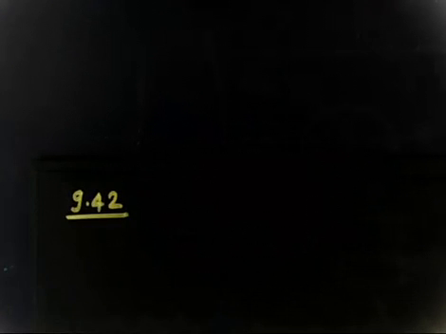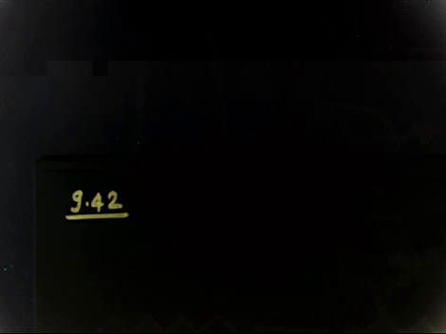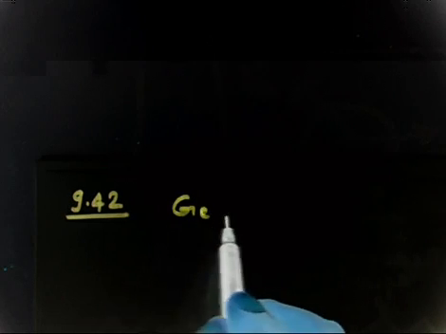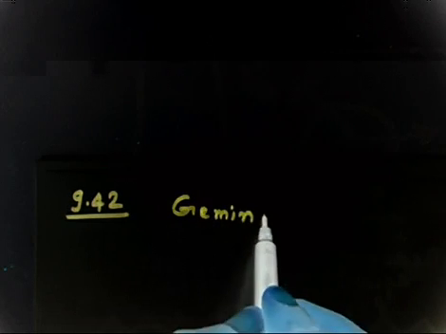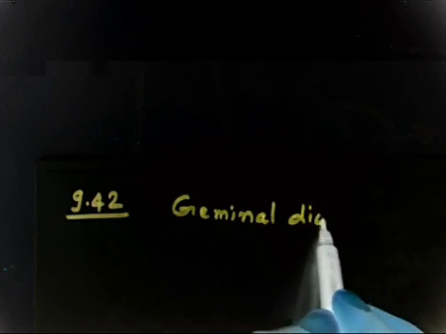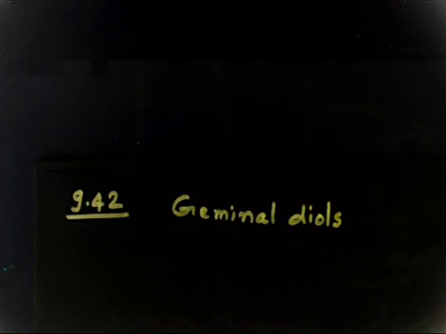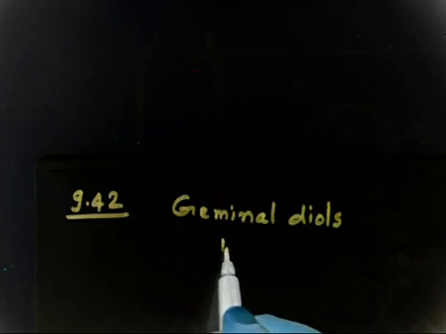So this is 9.42. This says geminal diol or 1,1 diols. So what is a geminal diol? 1,1 diols are called geminal diols. Geminal diols are basically 1,1 diols.